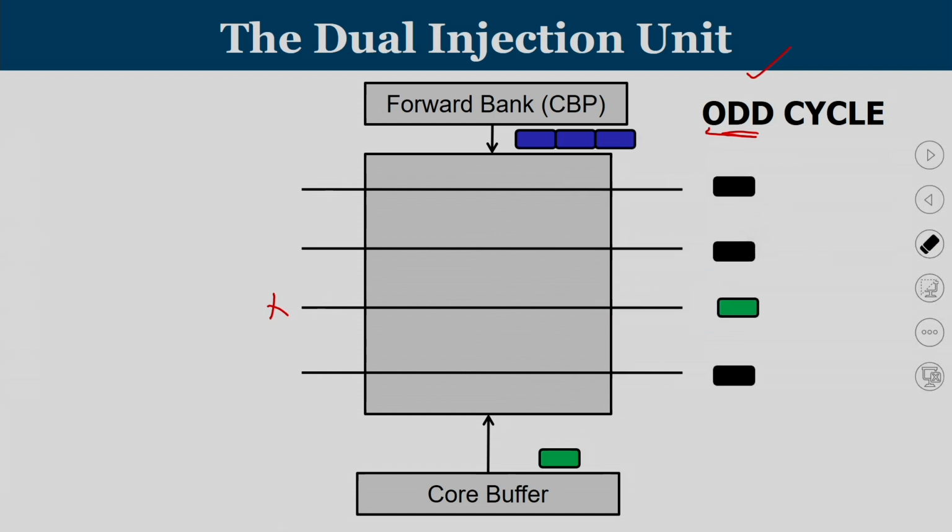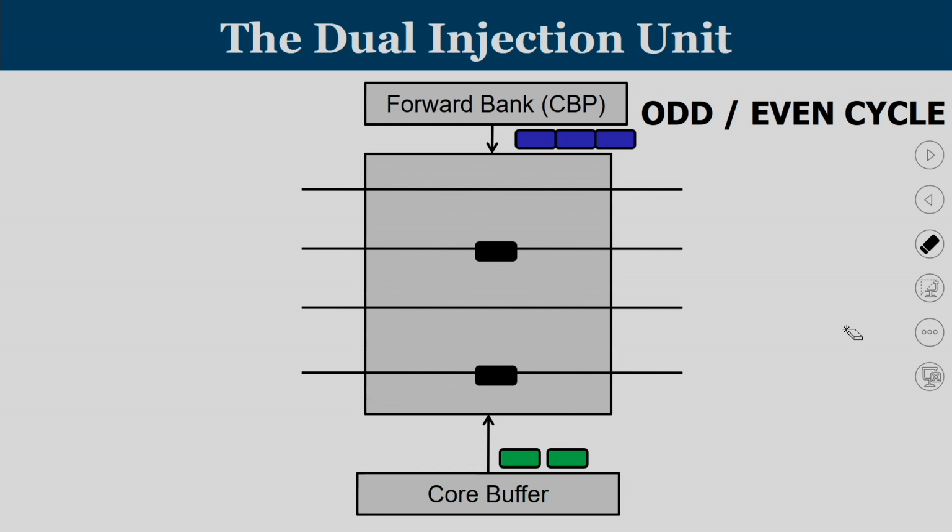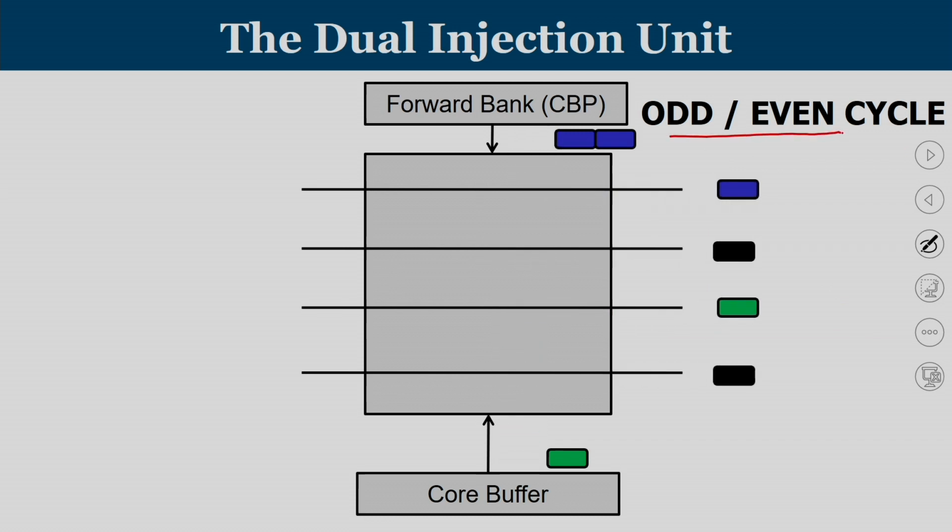Now, we will try to see what happens in an even cycle. If it is an even cycle, then the flit from the central buffer pool, that is the blue flit, will occupy the vacancy. So, the blue flit will enter and then pass. Now, if there are two vacancies, whether it is an odd cycle or an even cycle, if there are two empty slots, then I can inject from both of the circuits. That is how it is going to work. So, this is called the principle of the dual injection unit.